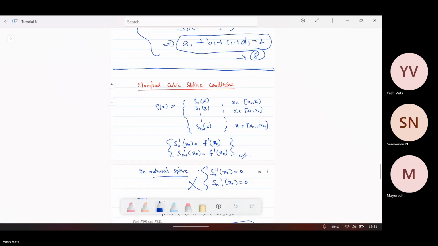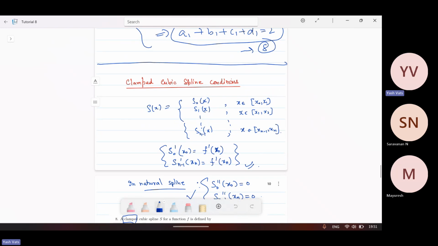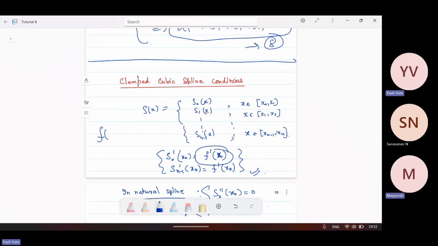Yeah, these are conditions. But you can always approximate this f prime. If it is not given to you, then you can always do f prime x naught is basically f x1 minus f x naught by h. This condition means the data is required, is it not?